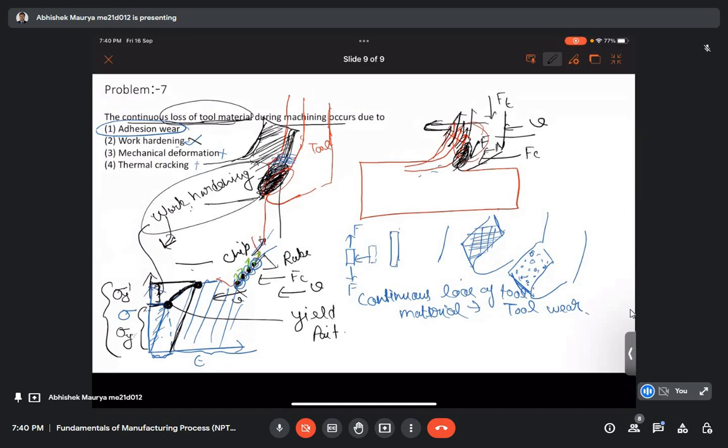The correct option will be adhesion wear, which is happening on the rake surface of the tool when it comes into contact with the workpiece. So I think I have explained the answer, but still, if any of you have any doubt, please let me know.